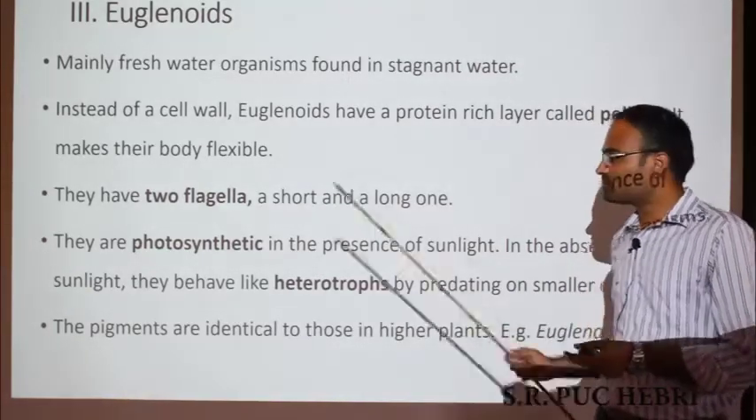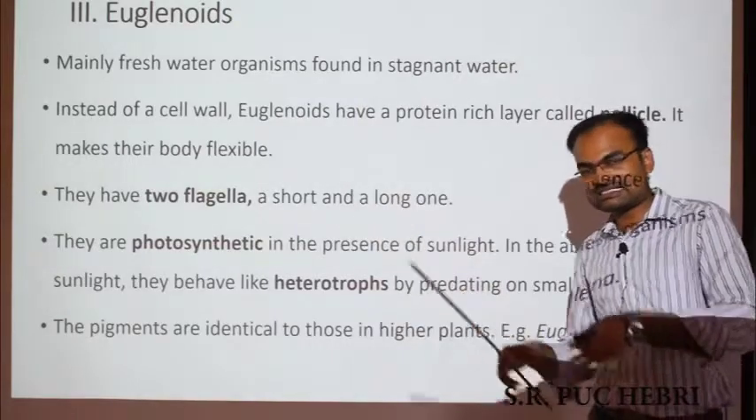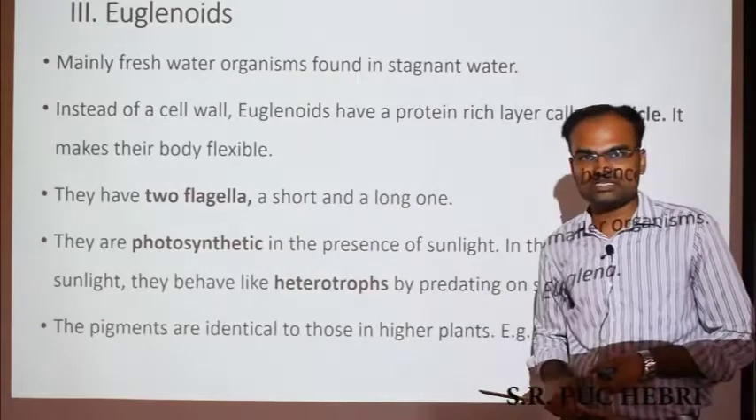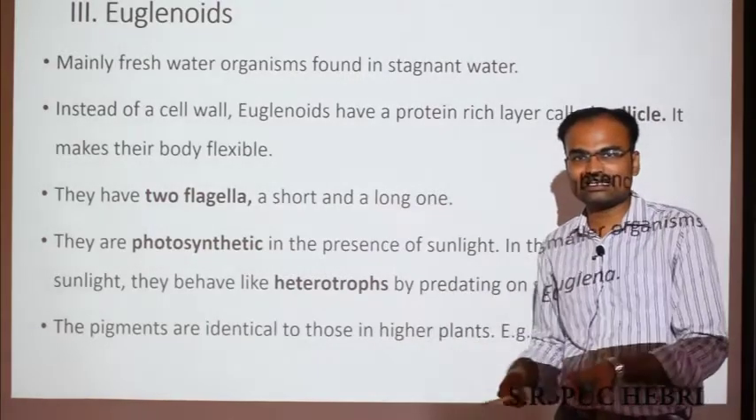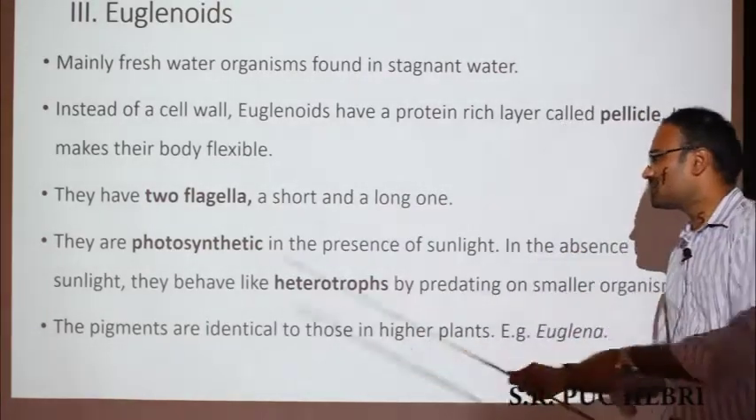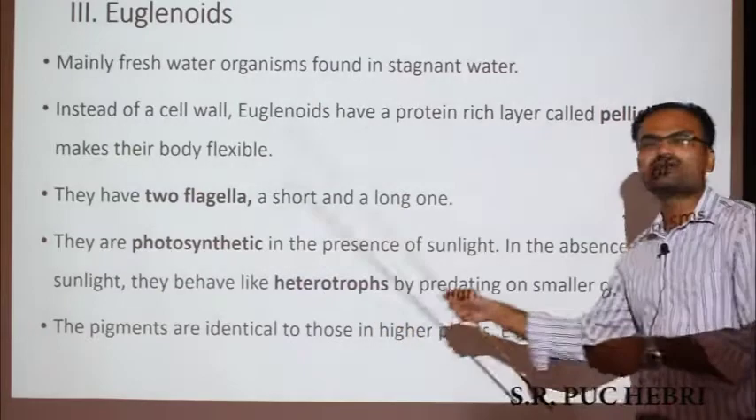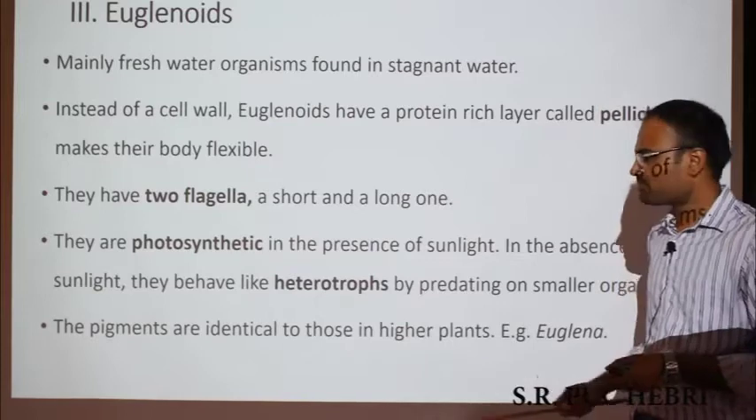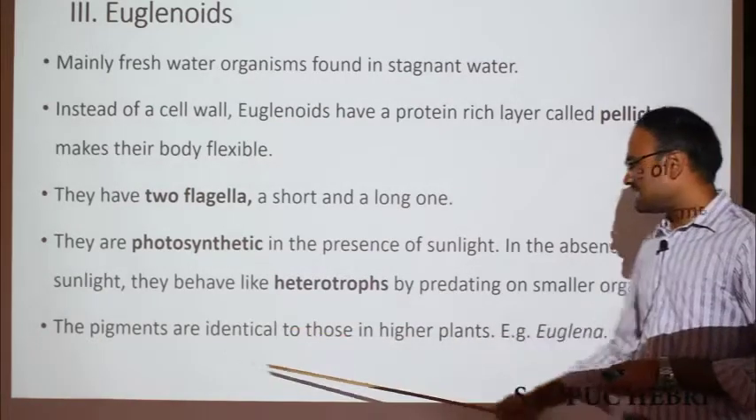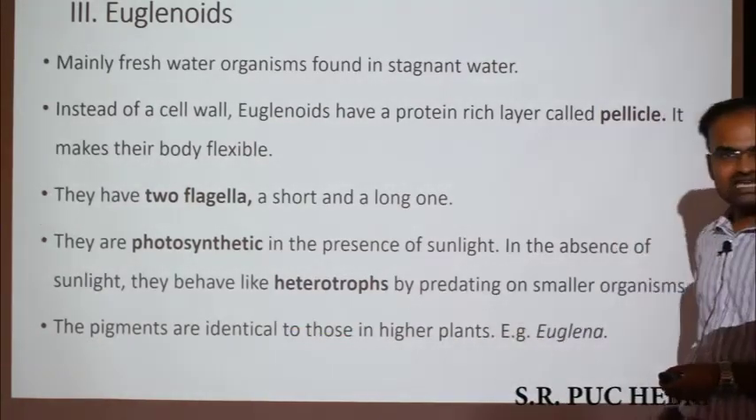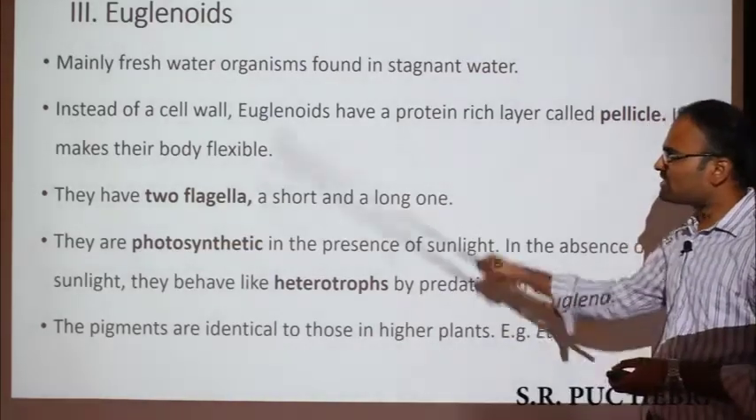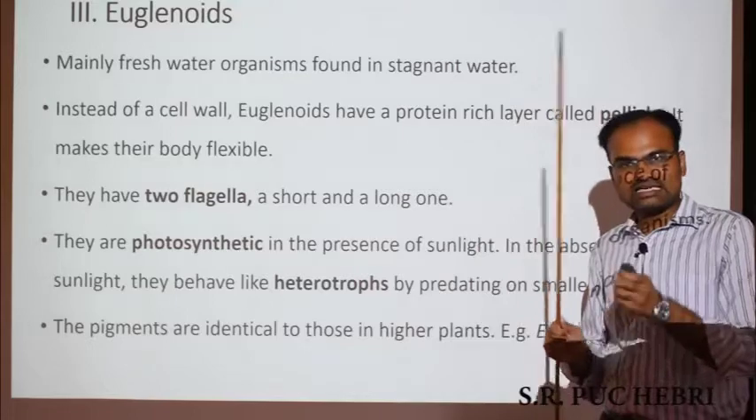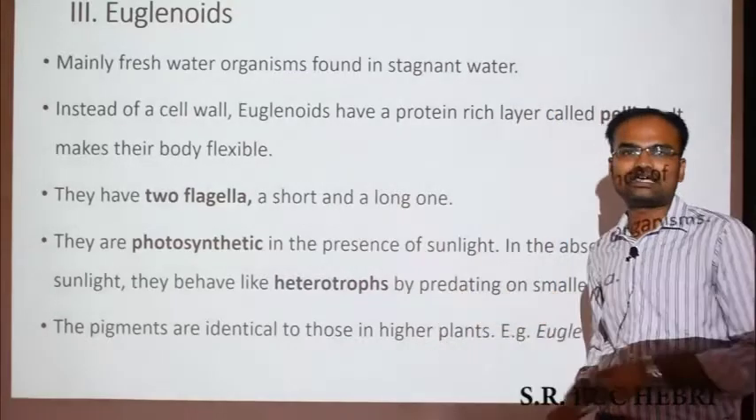But whenever these organisms are present at the depth of the ocean where sunlight cannot penetrate, they cannot get sunlight. In that condition they become heterotrophs and feed on other smaller organisms so that they get their food. The pigments are identical to those in higher plants, for example Euglena. Whatever pigments we observe in euglenoids are exactly the same as in higher plants.